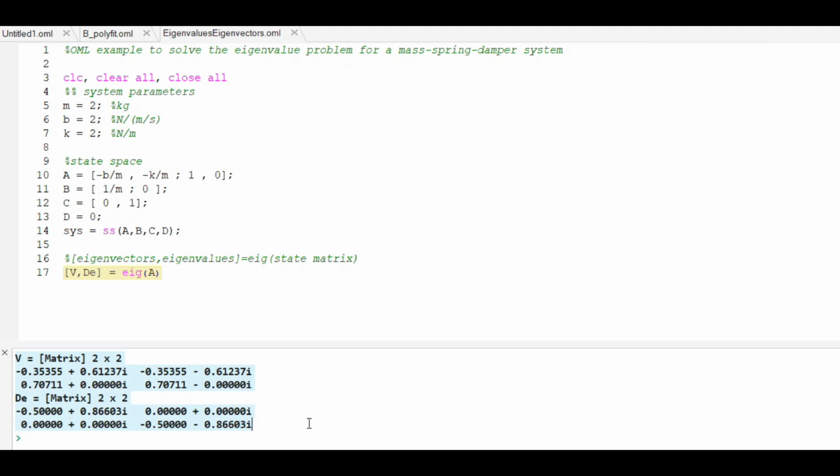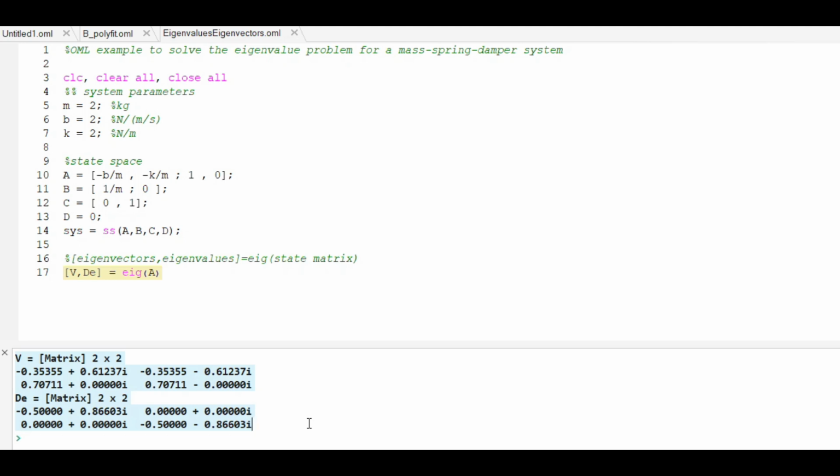Now let's examine the OML program step by step. The script begins by clearing the workspace, command window, and any open figures. This ensures that previous variables and results do not interfere with the current calculation.